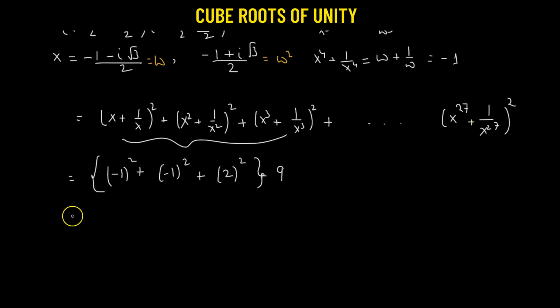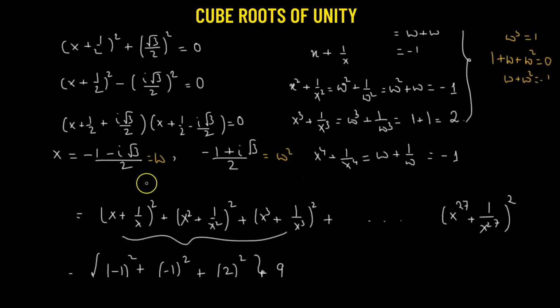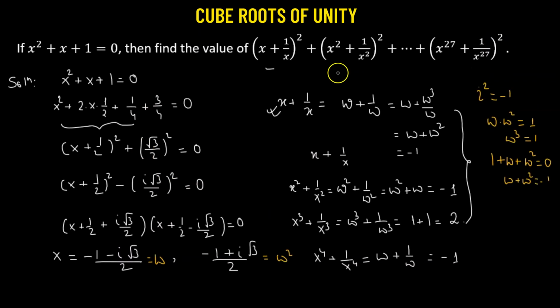So let's find out the value. This will be equal to (-1) squared, which is 1, plus 1, plus 4, times 9. So we have 6, and 9 times 6 will be equal to 54. Now that means the value of this particular expression is going to be equal to 54, provided this equation x squared plus x plus 1 equals 0.